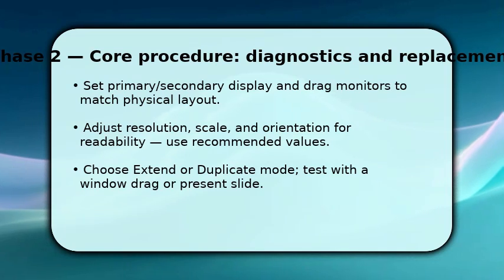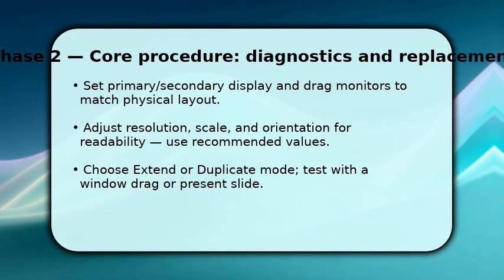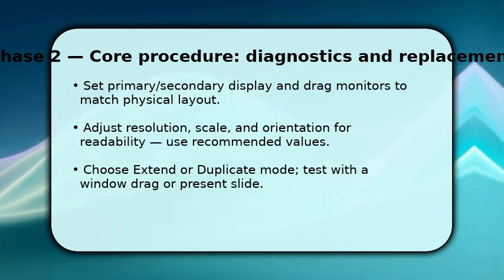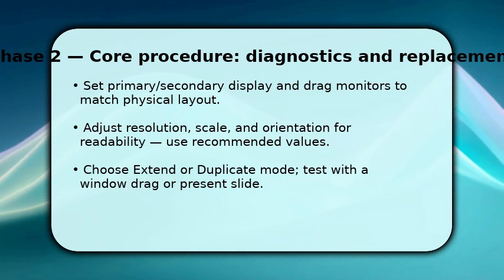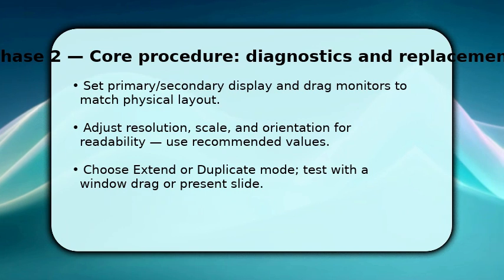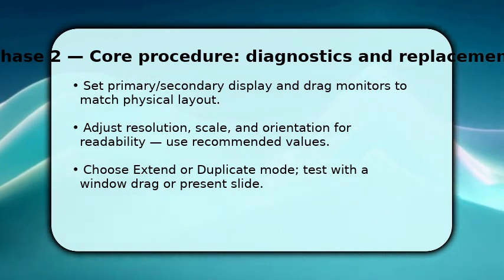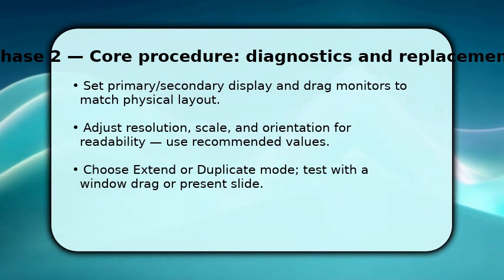Once detected, you arrange monitors to match their physical placement by dragging the screens in Display Settings so the cursor flows naturally. Next, set resolution and scale to the recommended values for readability. This prevents tiny text or stretched windows. Choose Extend for extra workspace or Duplicate to mirror content, then drag a window across to confirm.